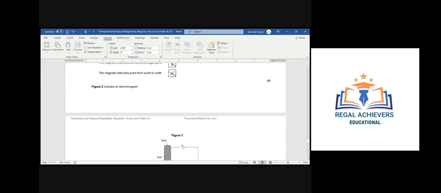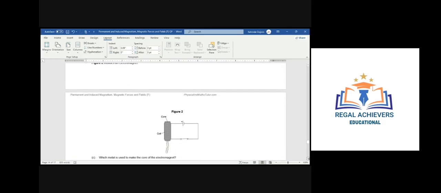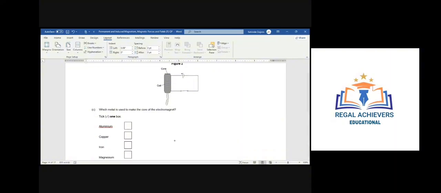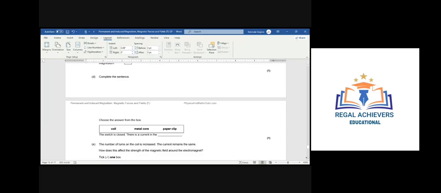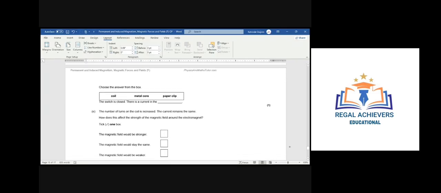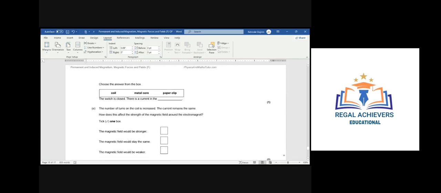Figure 2 includes an electromagnet. Then it says, which metal is used to make the core of the electromagnet? That is going to be iron. Very, very super effective. Then we should complete the sentence. When the switch is closed, there is a current in the dash. There's going to be a current in the coil when the switch is closed.